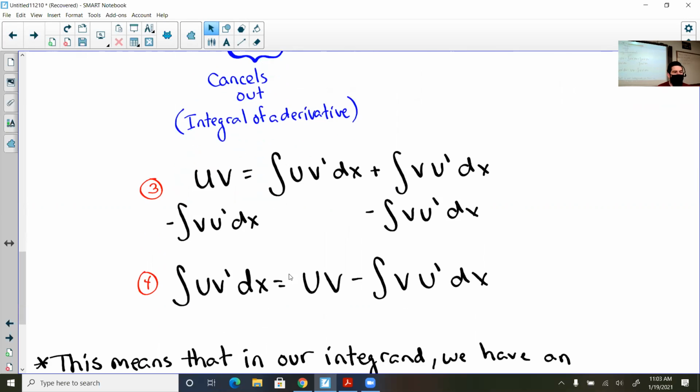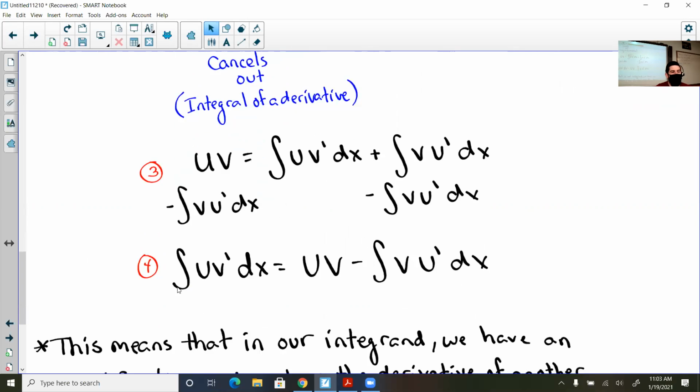And so my fourth and final step leads me to the formula that we're going to be using for integration by parts. If you are given some integral comprised of an original function and the derivative of a second original function in terms of x, it is equal to this formula right here. You take the original function times the other original function, minus the integral of the second original function times the derivative of the first.